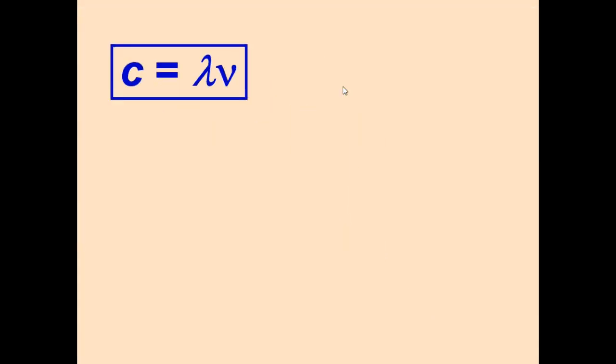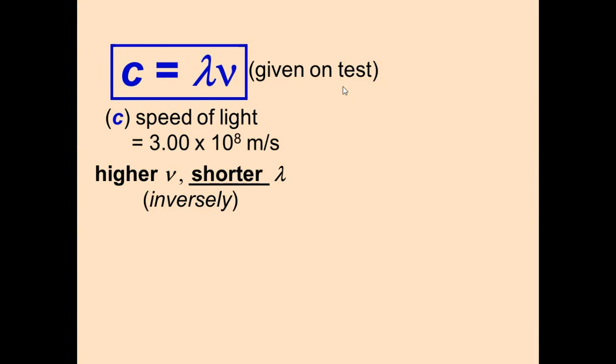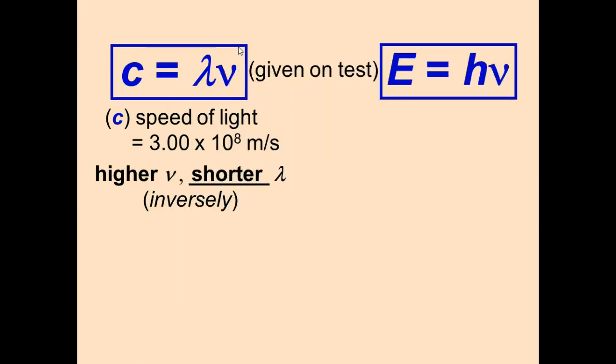And when we're learning about electromagnetic radiation, there are these two formulas we need to know. C, the speed of light, equals wavelength times frequency. These formulas will be given on tests, so you don't need to remember any of this, you just need to know how to apply it.